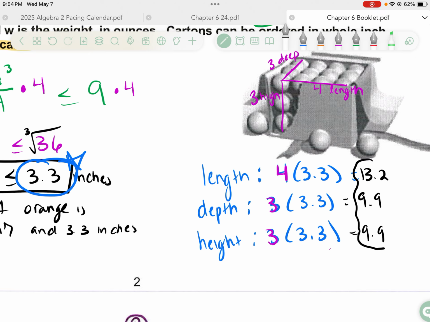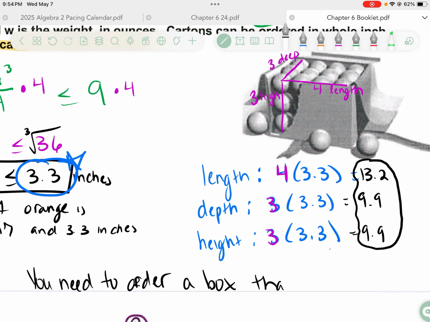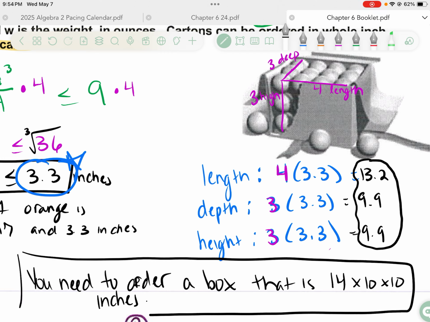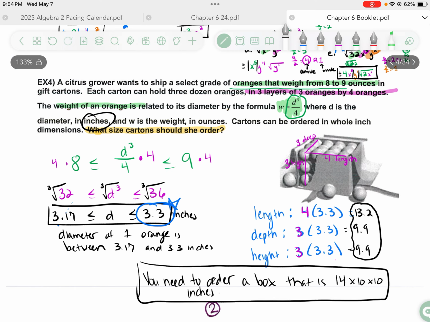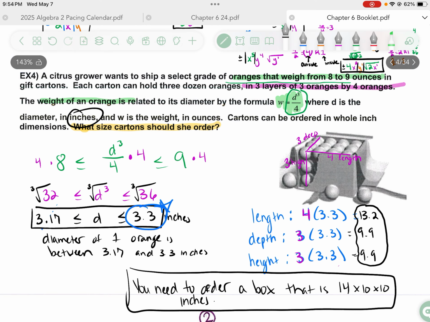Okay, so again, we're going to be rounding up no matter what, because we don't want to round down or you might make your box too small. So we would say you need to order a box that is 14 by 10 by 10 inches. Okay, that's how you use this in the real world, shipping oranges. All right, that's it for section 6.